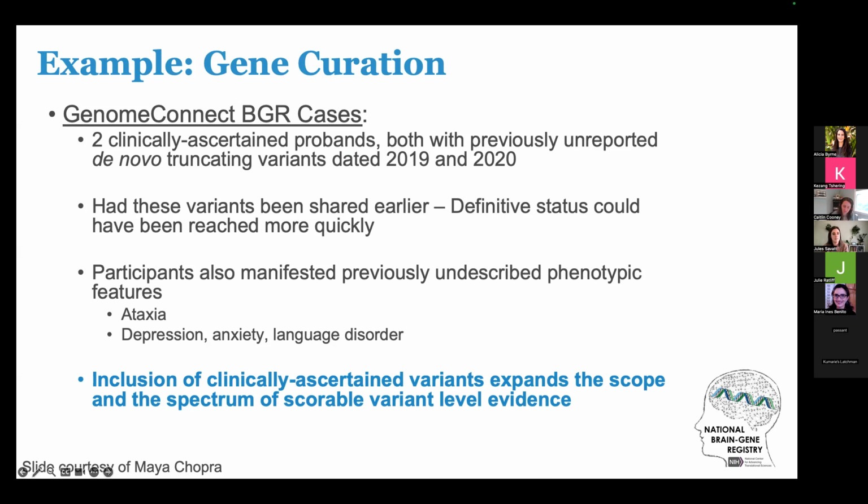We also, because of the health surveys that participants completed, saw some additional phenotypes and phenotypic features that hadn't been reported in those 6 publications, in particular ataxia, and then more of a neuropsychiatric phenotype presentation in the second participant. So really, we thought the inclusion of these clinically ascertained variants shared via GenomeConnect could have helped us reach definitive sooner. It's definitive now, all is well, but it also is allowing us to start to think about expanding the spectrum of phenotypes that we're seeing for this condition.